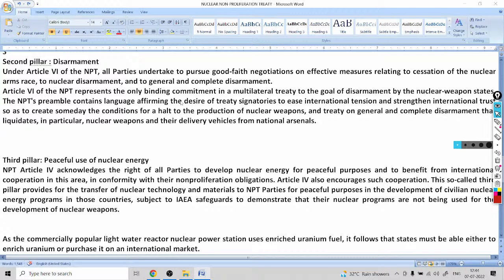Coming to the third pillar, peaceful use of nuclear energy. NPT Article 4 acknowledges the right of all parties to develop nuclear energy for peaceful purposes and to benefit from international cooperation in this area in conformity with their non-proliferation obligations. So, this is for peaceful purposes. Nuclear technology is a dual use technology. So, what is it? Nuclear technology is called a dual use technology. Dual use.